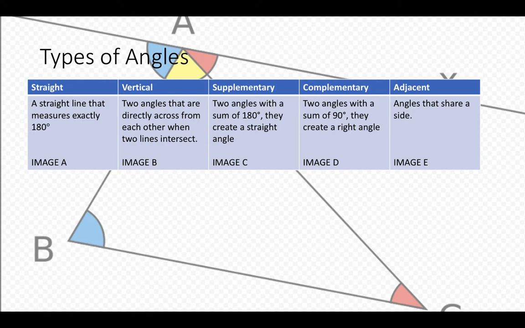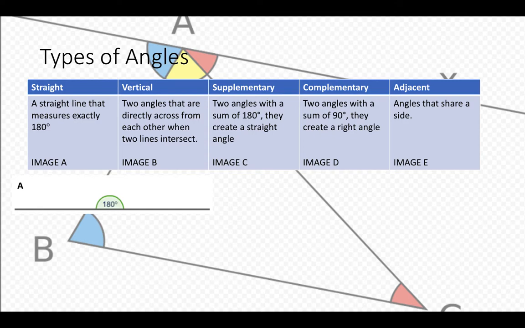Now we're going to talk about angles. We have 5 different angles that we're going to talk about, and I'm going to have some pictures to go along with them as I read through the definitions. So the first thing is a straight angle. It's a line that measures exactly 180 degrees. It's like a straight line. So right there, boom, straight line, 180 degrees.